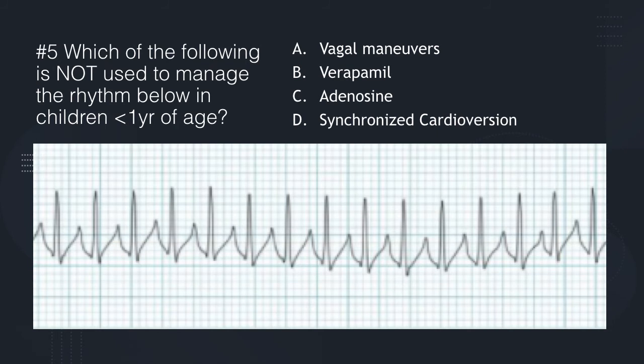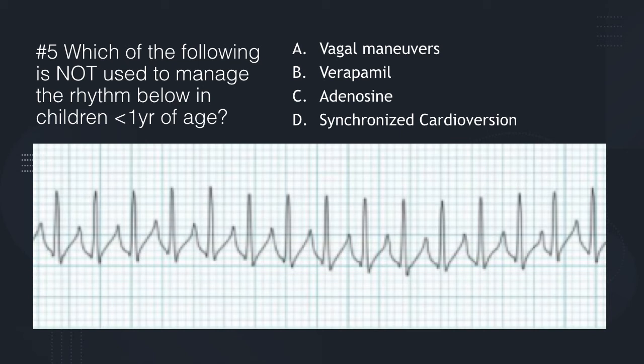On to the final question, question number 5. Which of the following is not used to manage the rhythm below in children less than 1 year of age? A. Vagal maneuvers, B. Verapamil, C. Adenosine, D. Synchronized cardioversion. Again, as in the previous question, this is really 2 questions built into one.